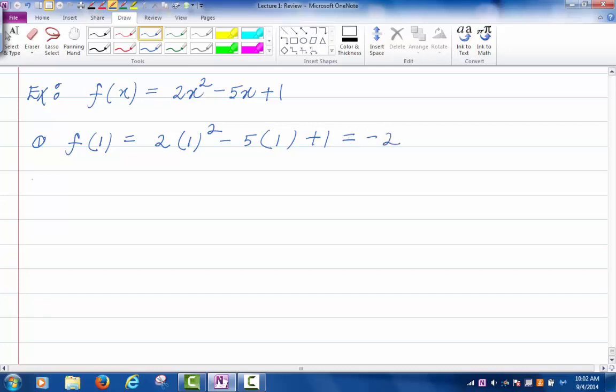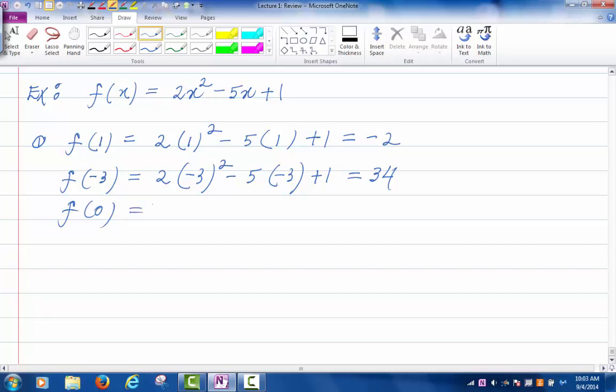Negative 2. Okay, and how about f of negative 3? Well, this would be 2 times negative 3 squared minus 5 times negative 3 plus 1. And what is that? 18 plus 15 plus 1, right? So what is that? 34. F of 0. Well, that's pretty clear, right? It's going to be 1.